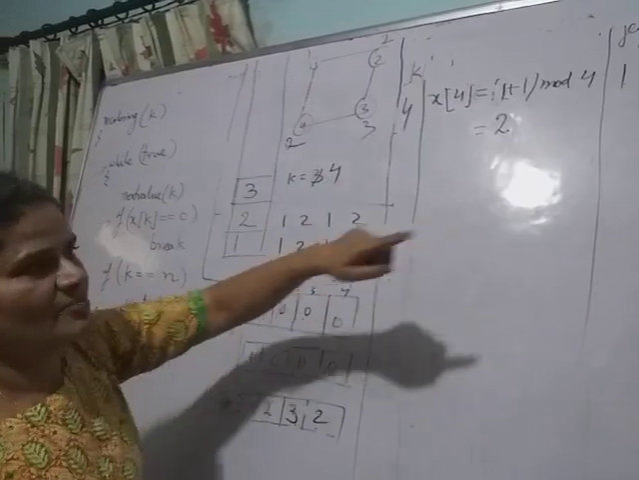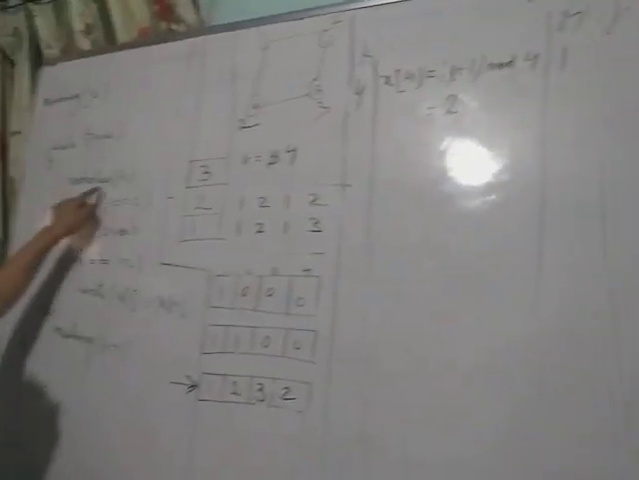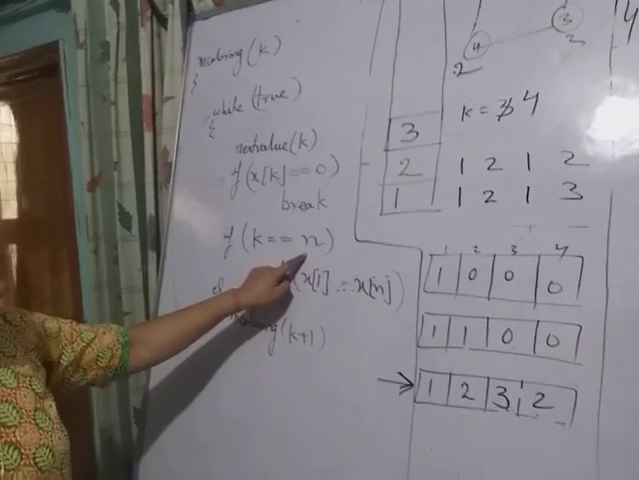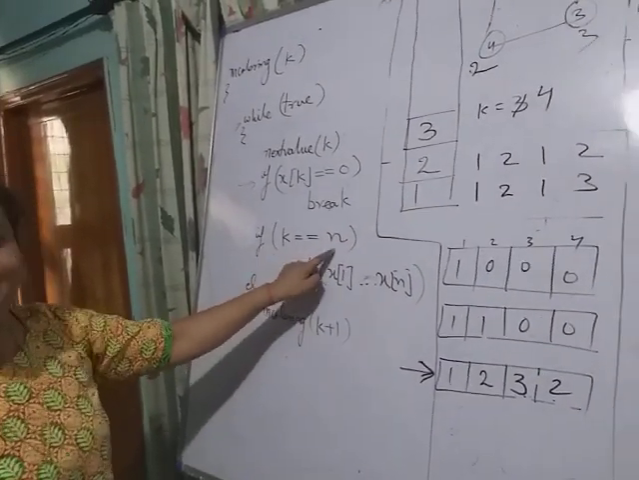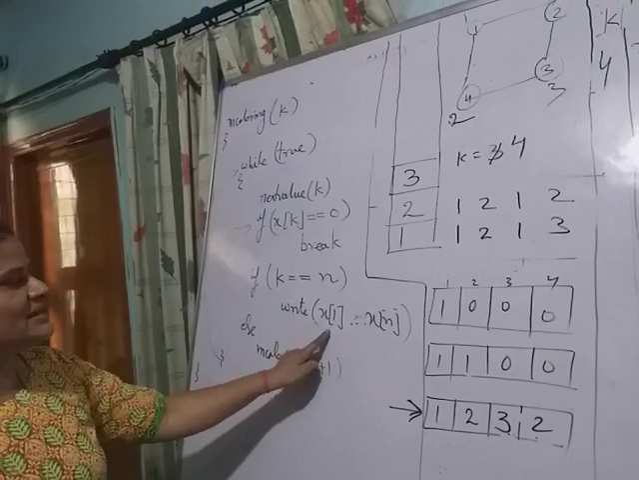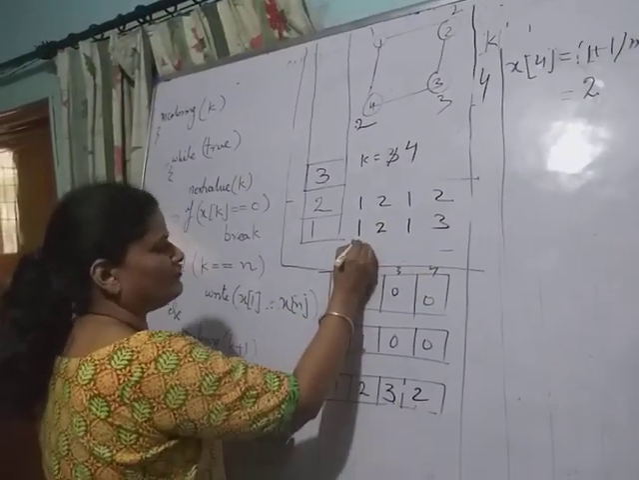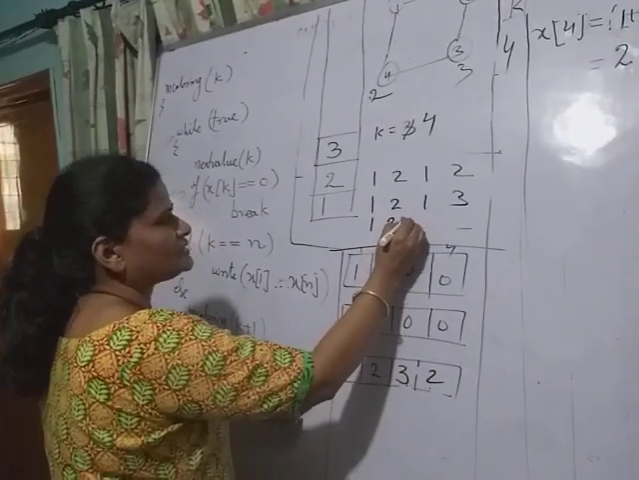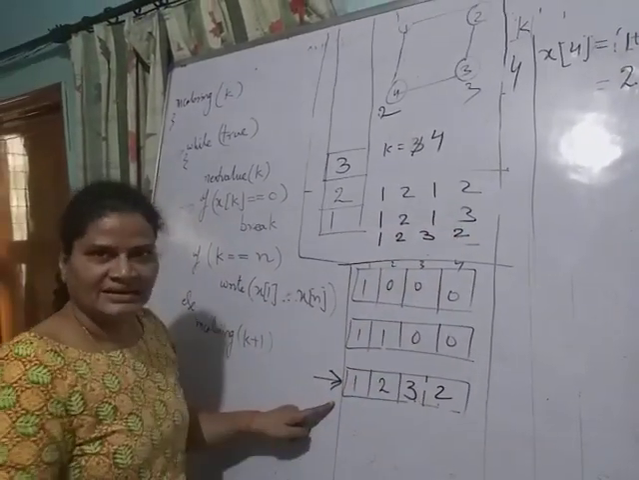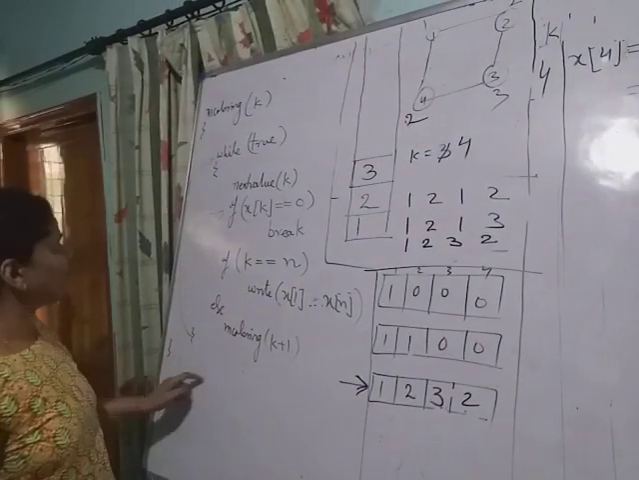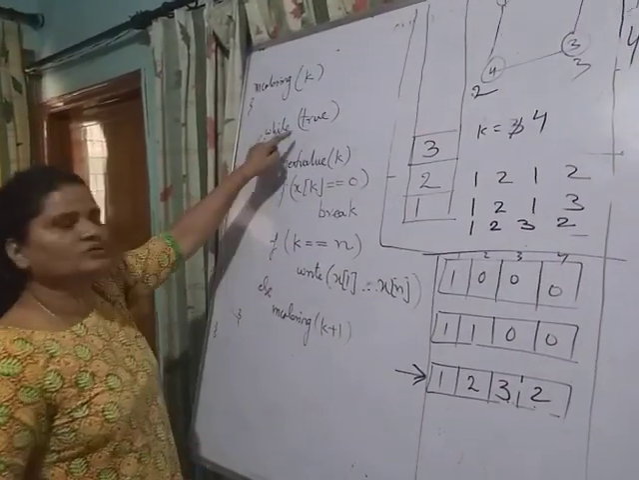2 is feasible, so it will come out from this loop. Next, xk is not equal to 0, and k equal to 4. Yes, this condition is true. So it will write another solution, and the next solution is 1, 2, 3, 2. After that it will go to the outer while loop.